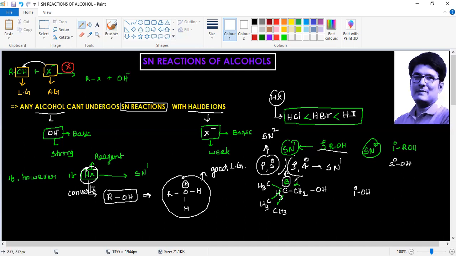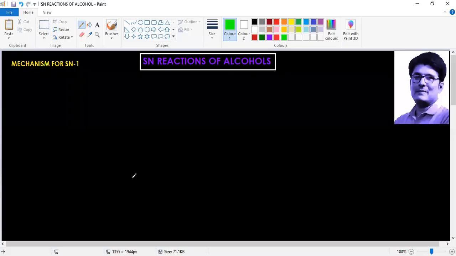Okay, let us see the mechanism. So now let us continue with the mechanism for SN1. In this, the SN reactions of alcohols, the basic form, a little bit of introduction we just learned. Further, we are now going to learn about the mechanism for SN1. Now here I will take one alcohol. SN1 reaction is favored by primary, secondary or tertiary alcohol? Guess. Yes, it is a tertiary alcohol.